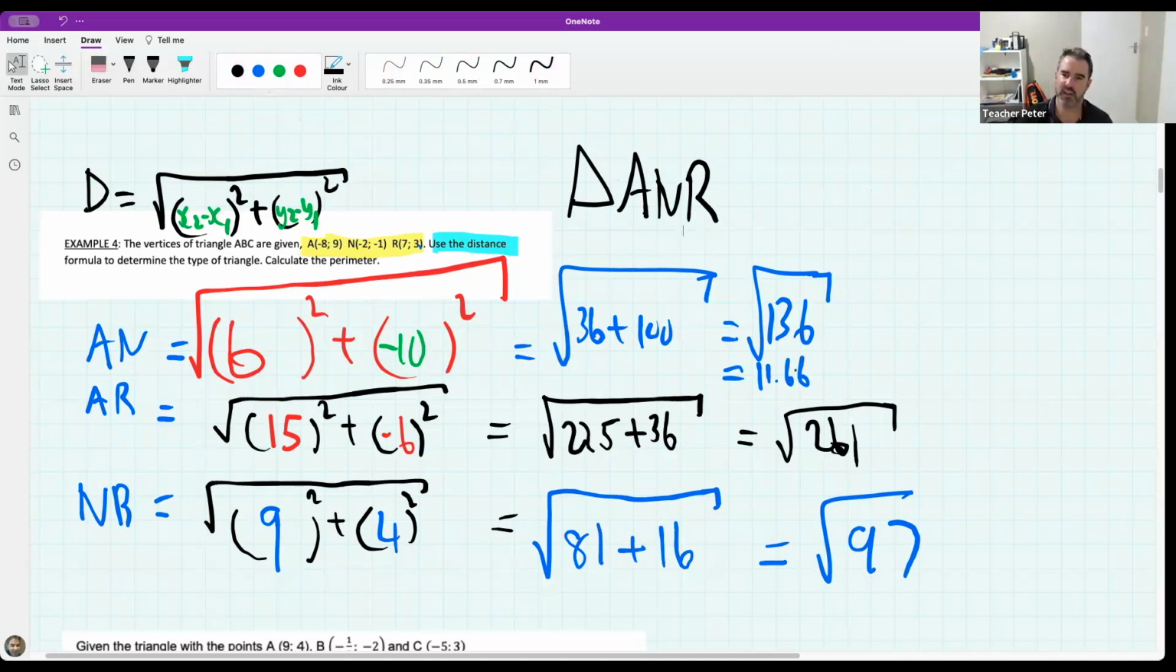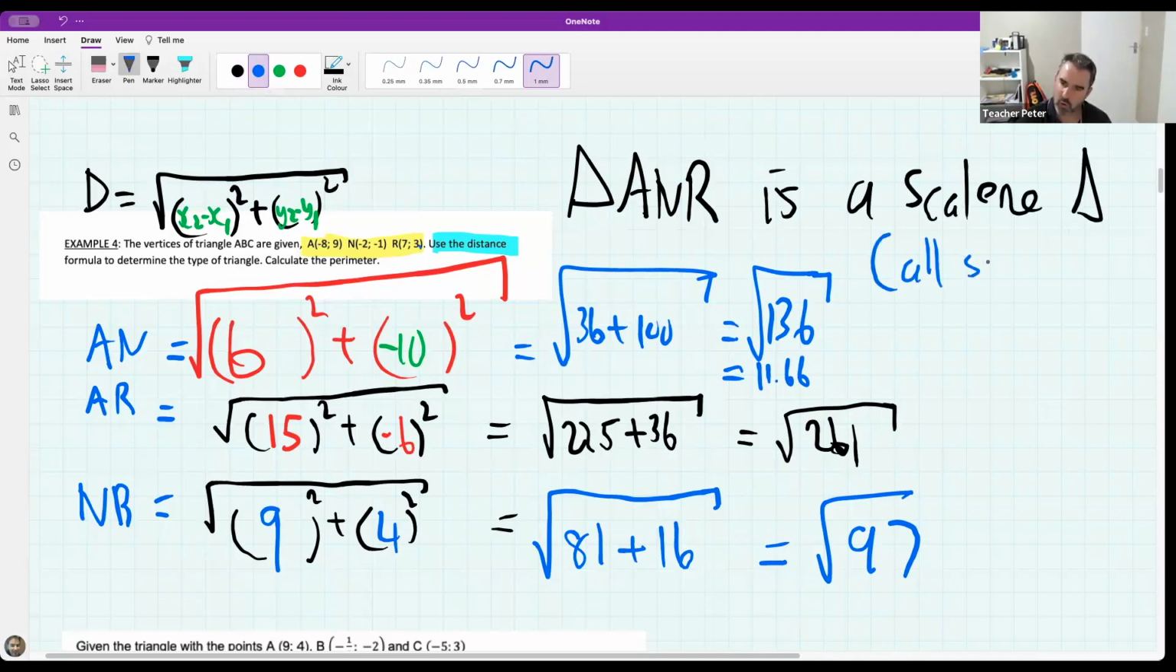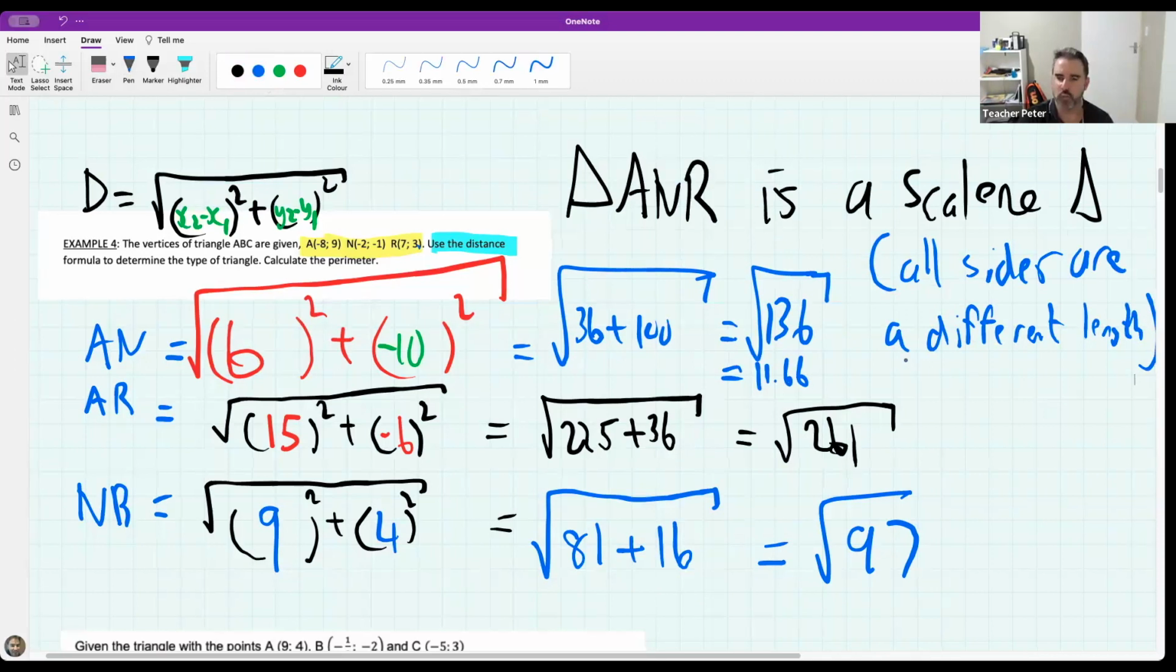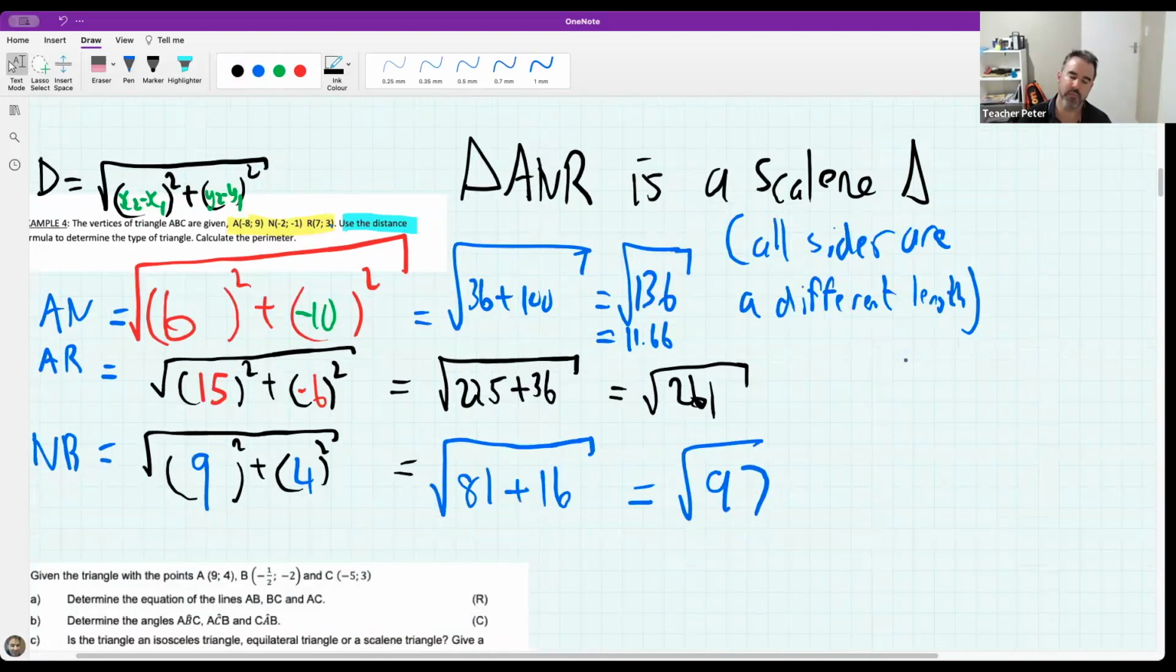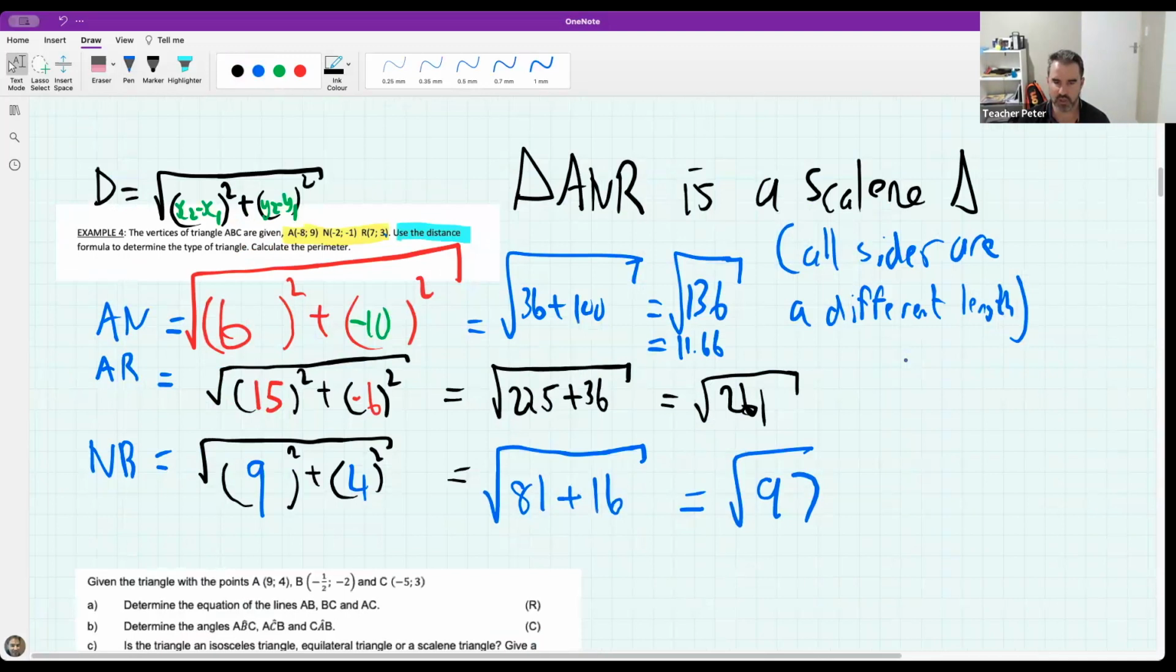So, Sange, I completely agree. This must be a scalene triangle because all sides are a different length. If two of the sides were equal, it would be an isosceles triangle. If all the sides were equal, it would be an equilateral triangle.